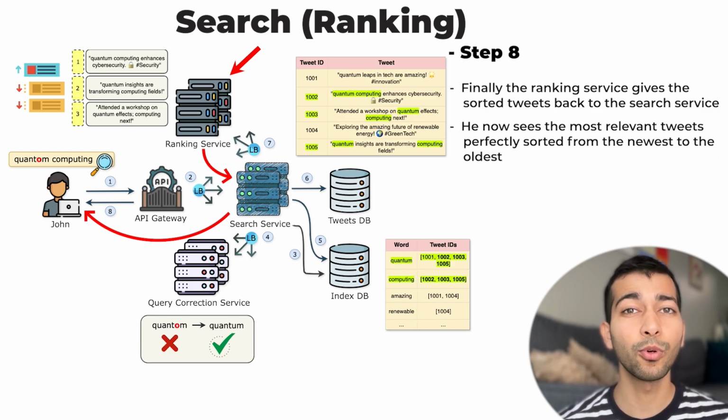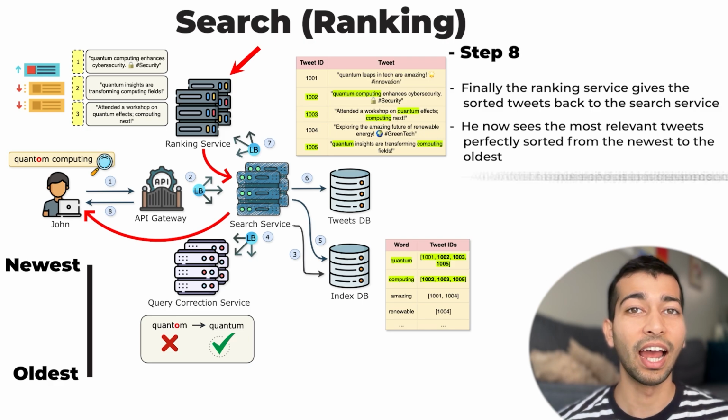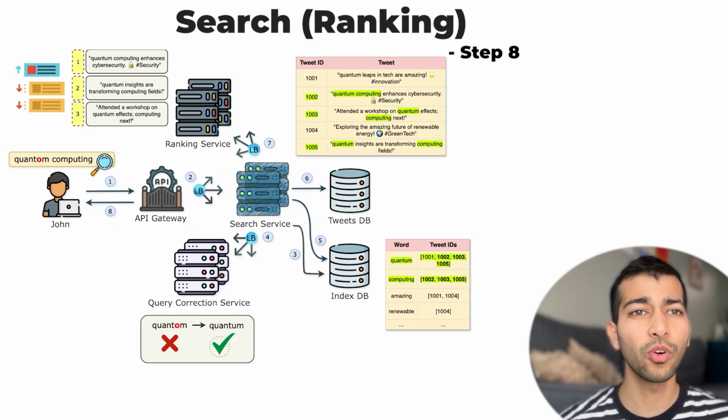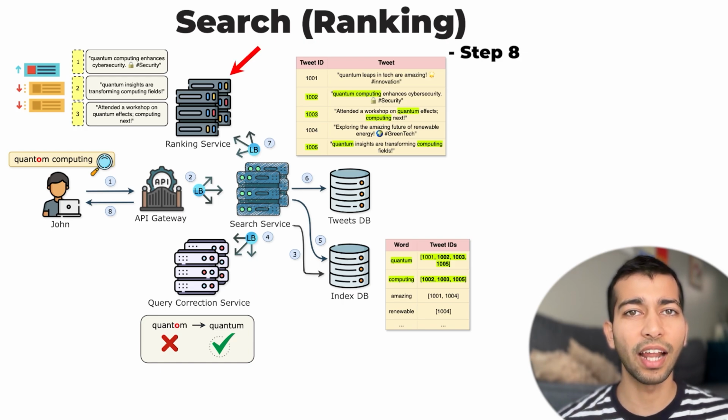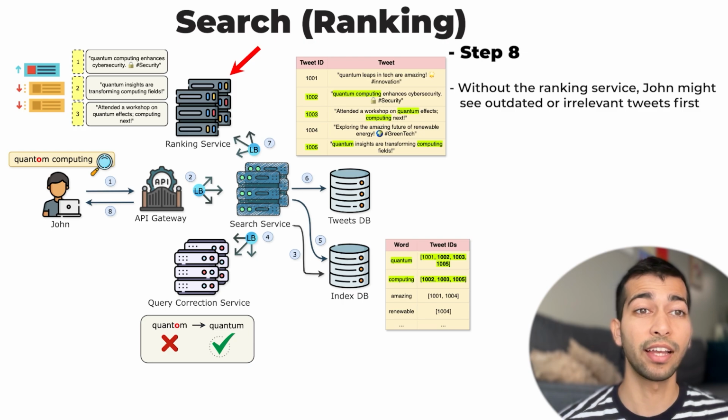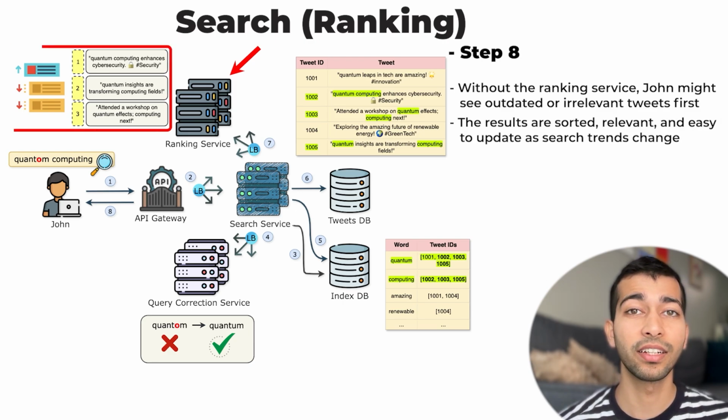He now sees the most relevant tweets perfectly sorted from the newest to the oldest, and all of this happens in just milliseconds. Now, what would have happened if we didn't have this ranking service? Without the ranking service, John might see outdated or irrelevant tweets first, maybe a year ago, 2 years ago. But thanks to this clever design, the results are sorted, relevant and easy to update as search trends change.